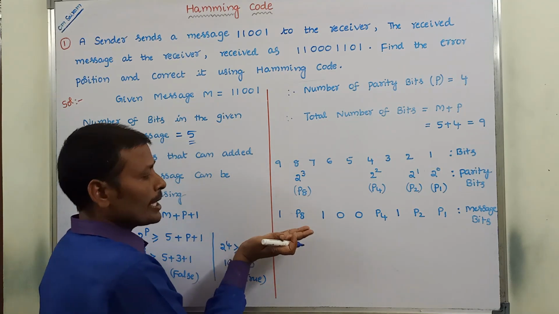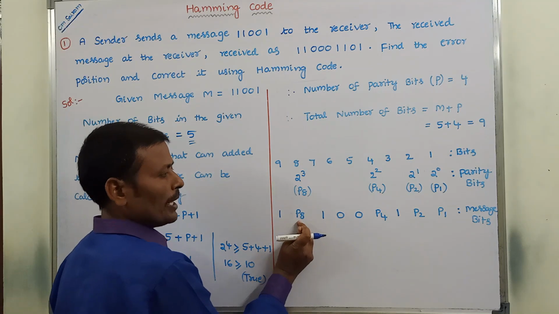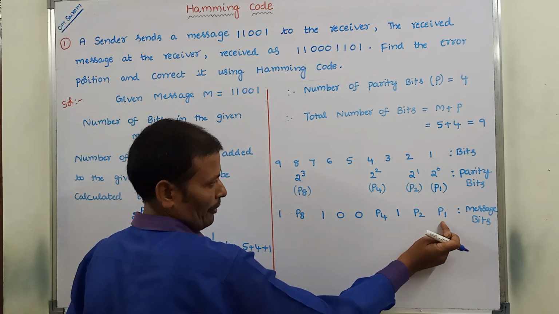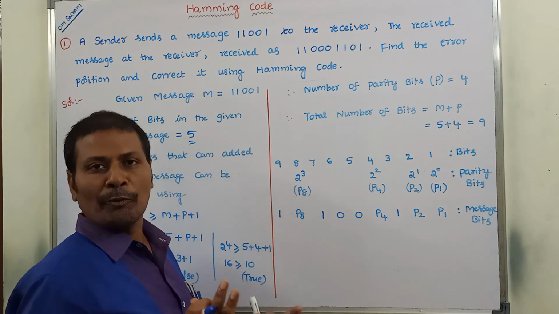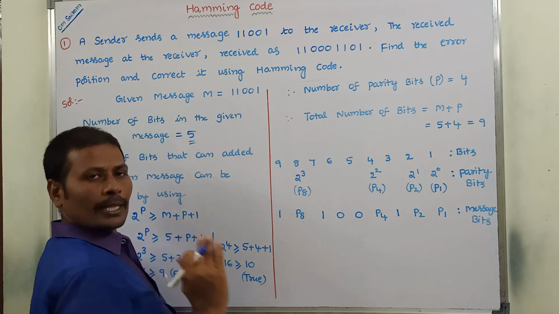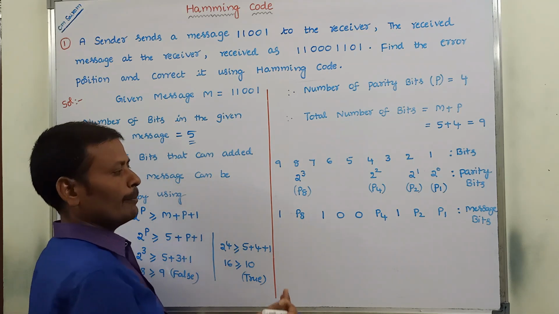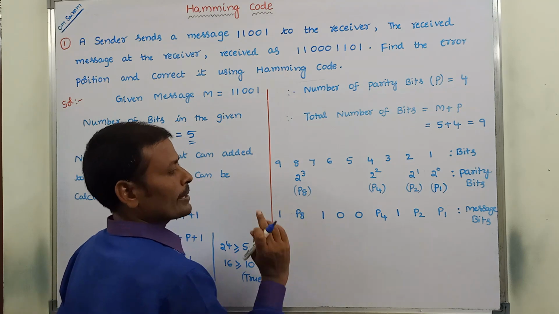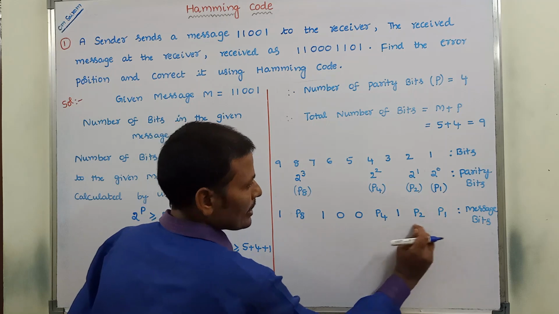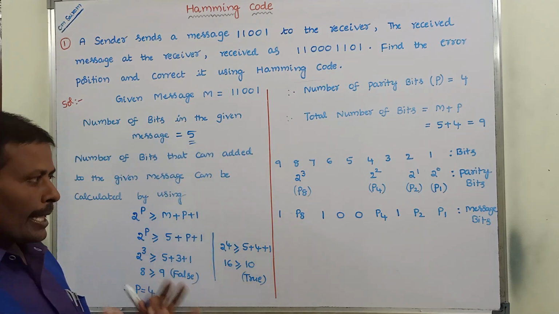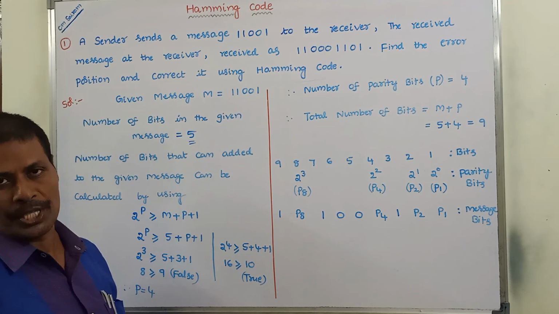For the given message, we have to add 4 parity bits, that is P8, P4, P2, P1. So the total number of bits in the given message is M plus P, that is message bits plus parity bits. Total message bits are 5 bits and parity bits are 4 bits. So the total is 9 bits. Next, we have to calculate the parity bit positions.